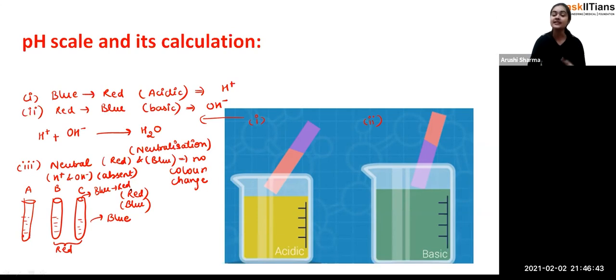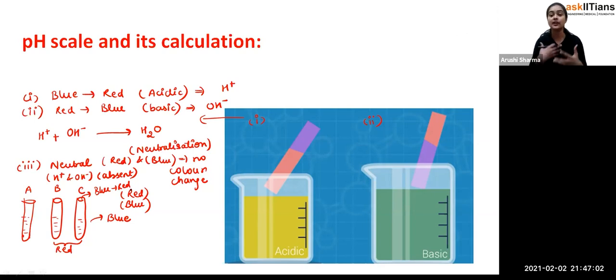And if it is acidic, then definitely it will have H+ ions, and if it is blue, then it will have OH- ions. And if the litmus paper is not changing any color, then we'll find out that it is neutral. Now we are seeing why we are discussing it. Okay, now we come to know that it is acidic or basic.